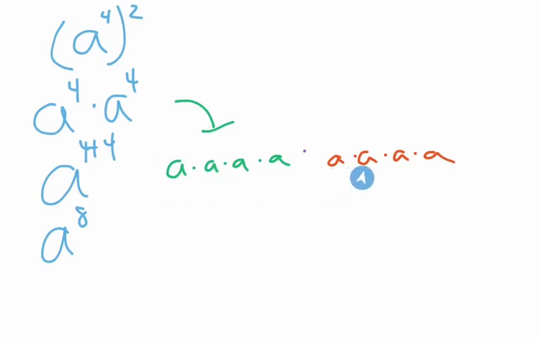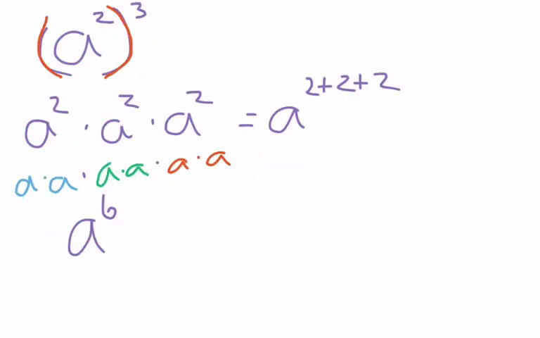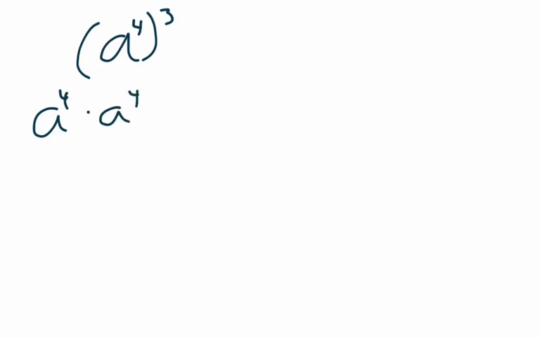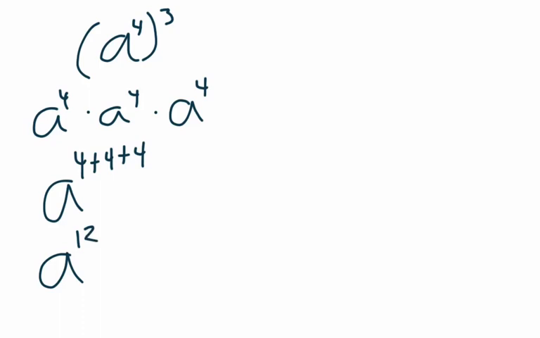So we have 1, 2, 3, 4, 5, 6, 7, 8 a's being used there. And once again, you might say, oh, we could have done 4 times 2. That could have gotten us an 8. Now, maybe you're thinking, but what if it's unique to using a 2? So let's do one more. Let's do a to the 4th power raised to the 3rd power. So this would be a to the 4th times a to the 4th times a to the 4th, which would be a to the 4 plus 4 plus 4, or a to the 12th.